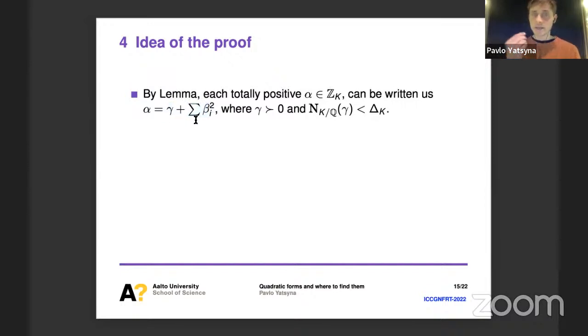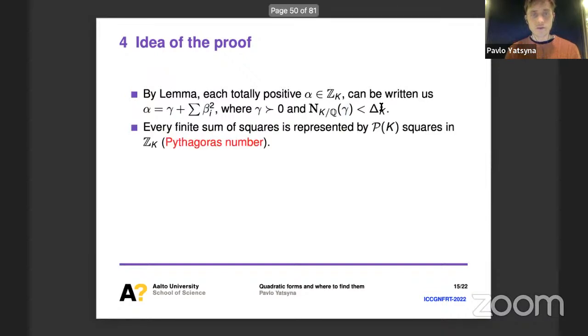We take any element alpha. If its norm is too big, we decompose it with the lemma. Then we get some gamma in the decomposition. If its norm is still bigger than the discriminant, then we decompose it again. Otherwise, we stop and we get this element of norm bounded by the discriminant. Now, to deal with this sum of squares, we need to use so-called Pythagoras numbers.